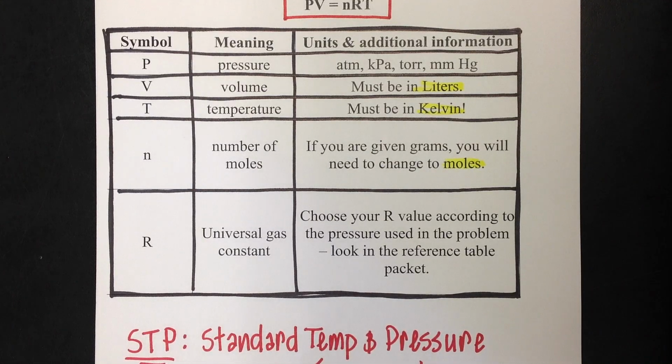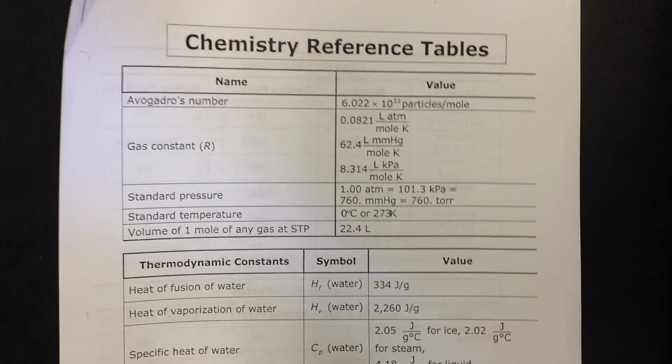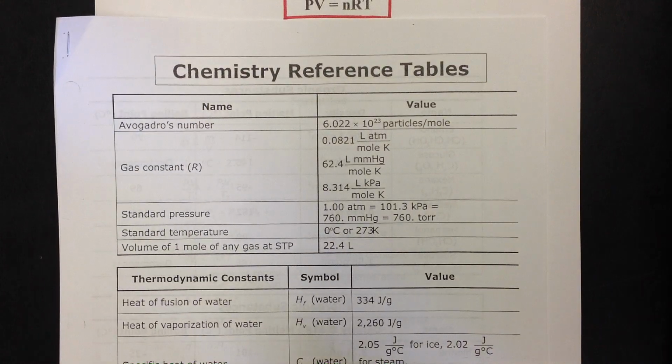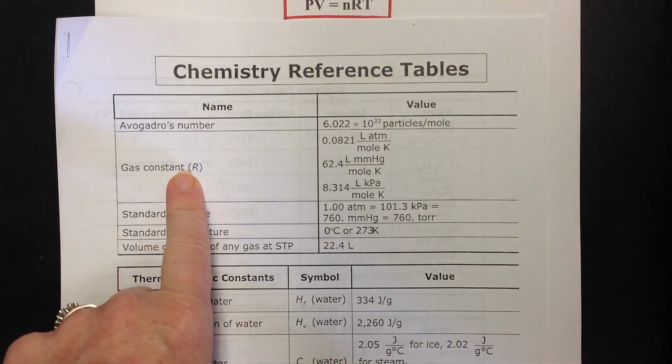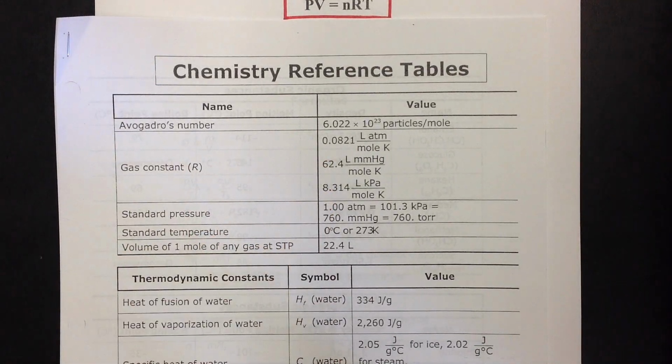And now we have something that is new for most of you, and that is R, the universal gas constant. Now, if you are a high school chemistry student, maybe even a beginning college student, you probably have a reference table packet. And this reference table packet actually gives you the R value so you don't have to memorize it. If you are a more advanced chemistry student, you probably have to commit this to memory.